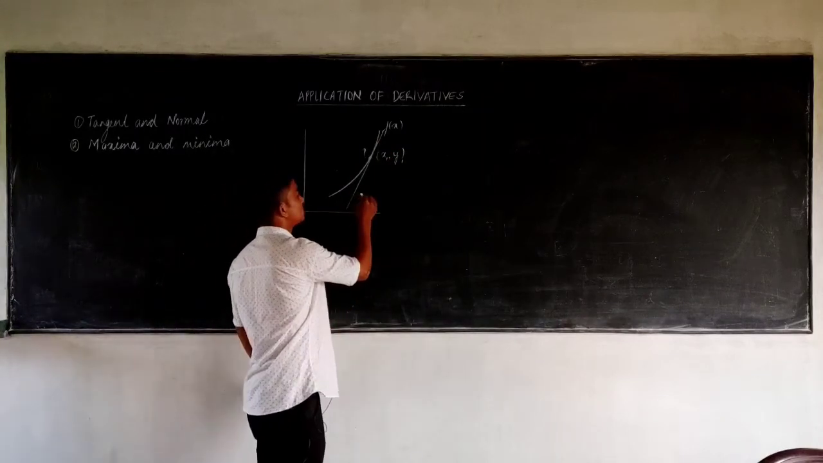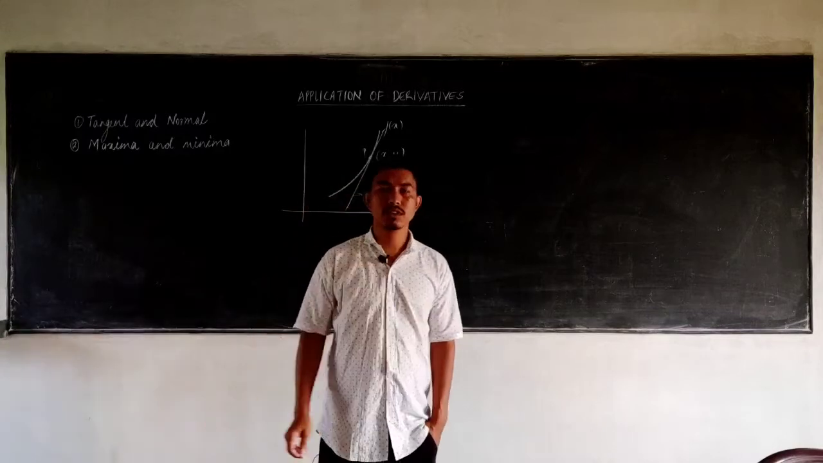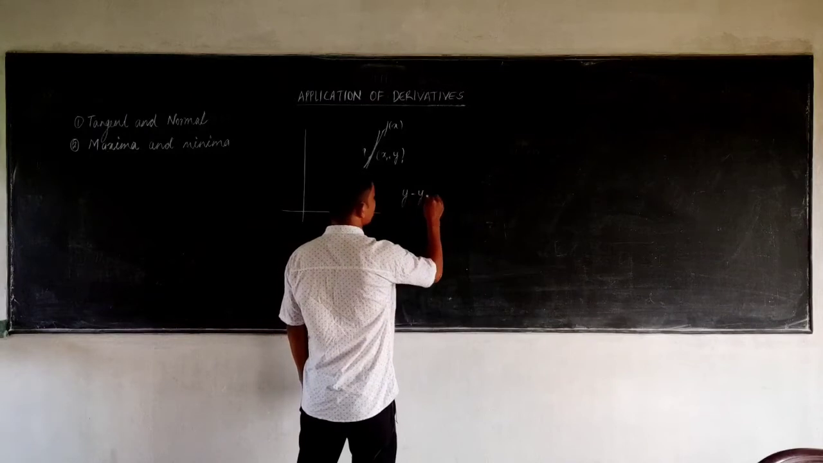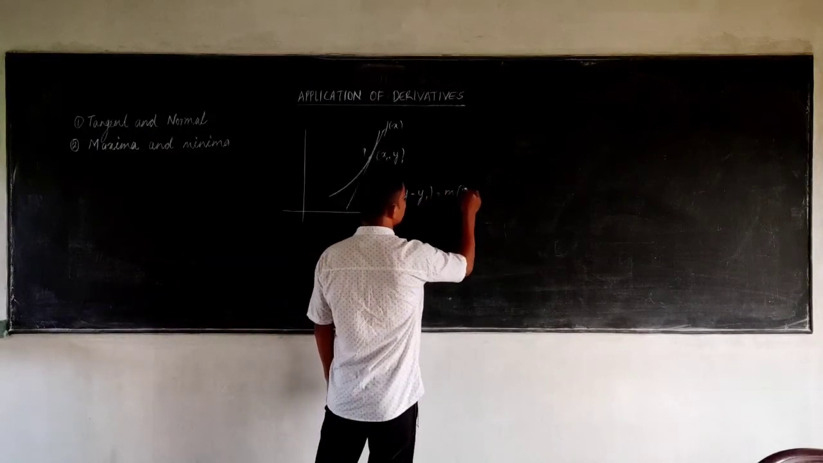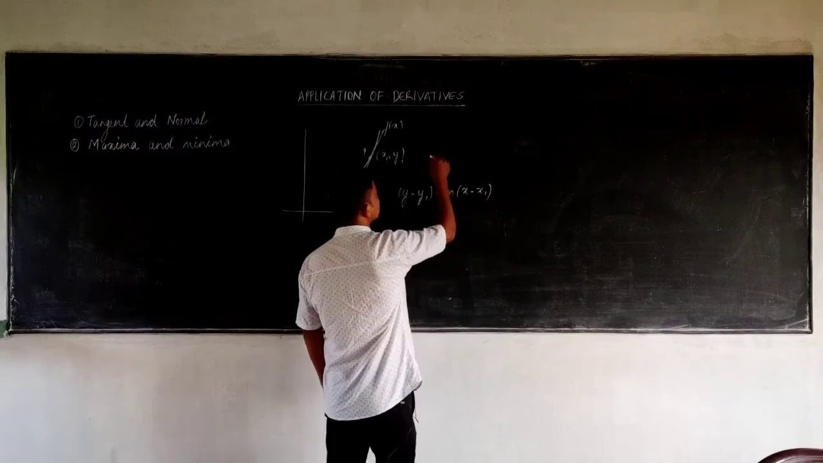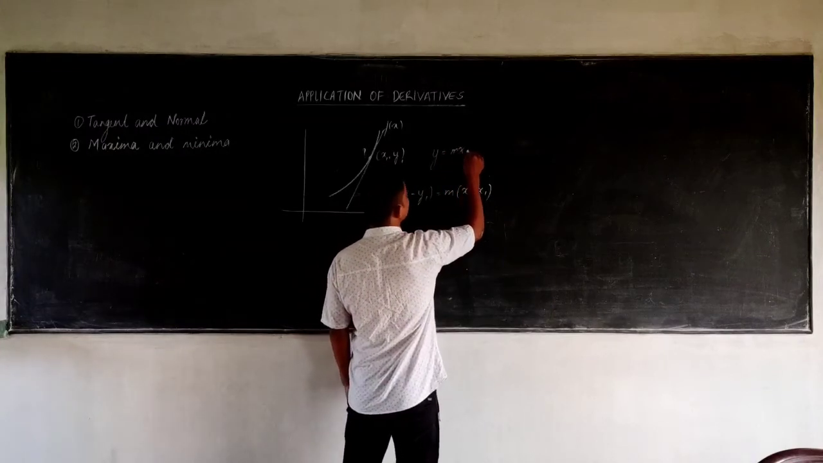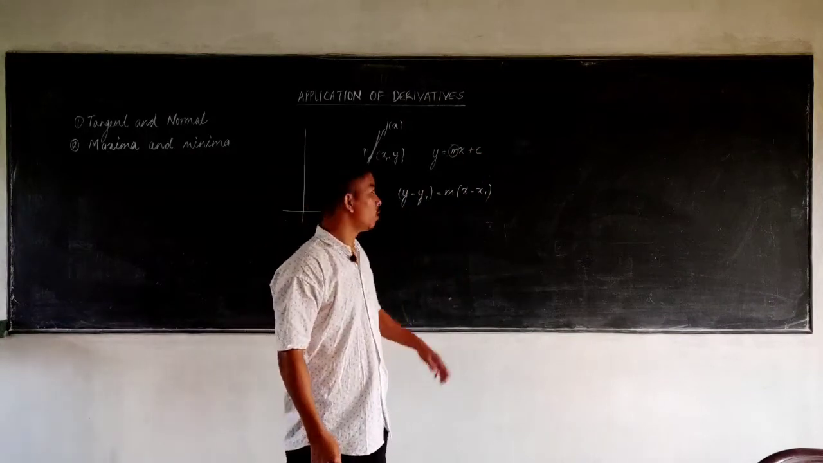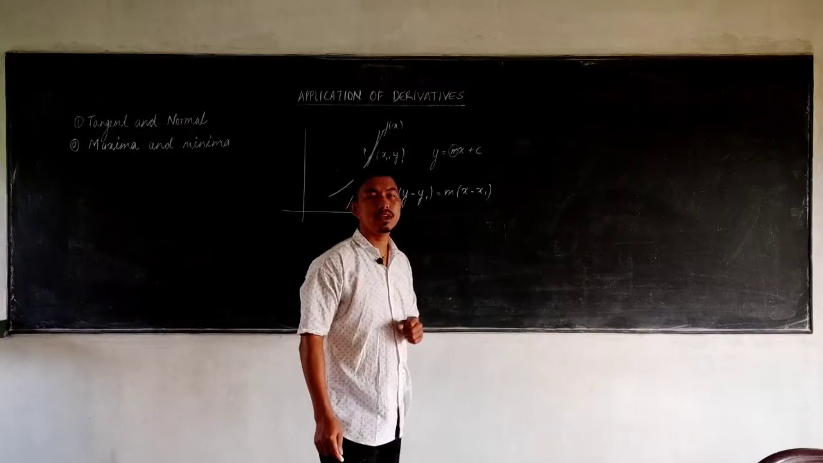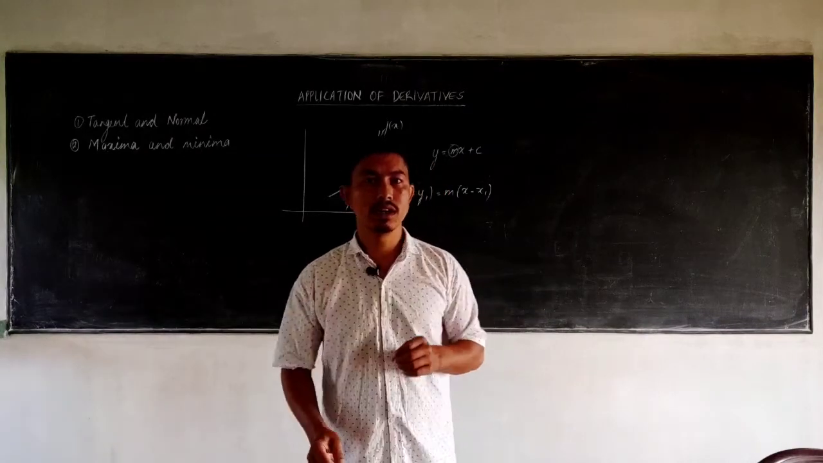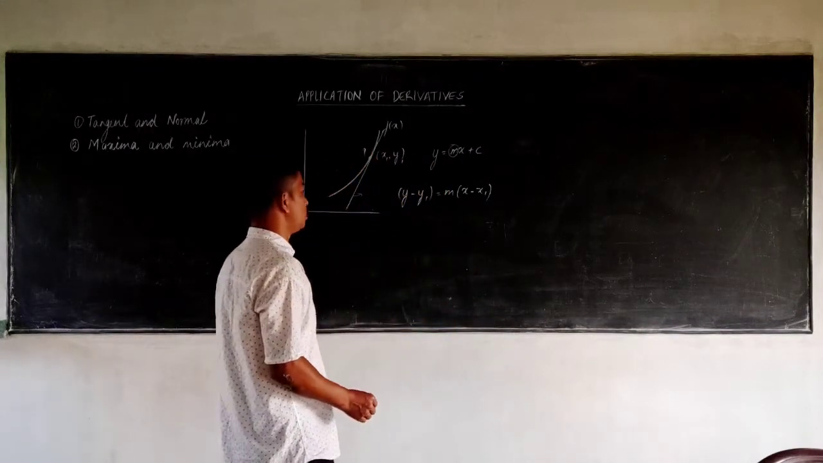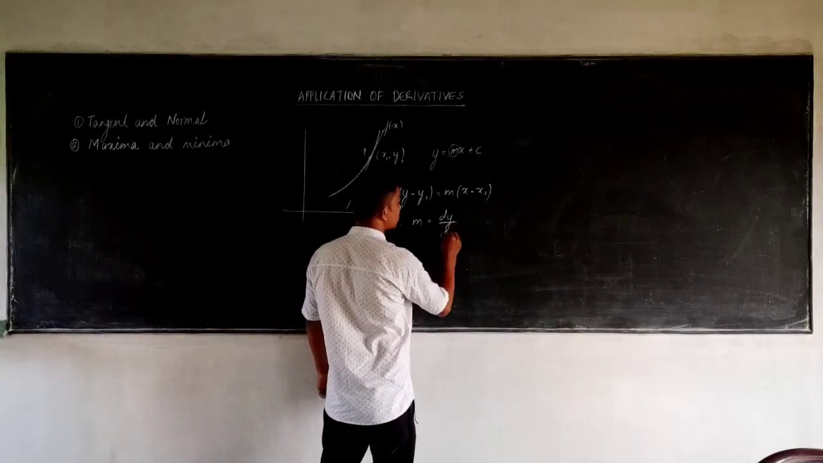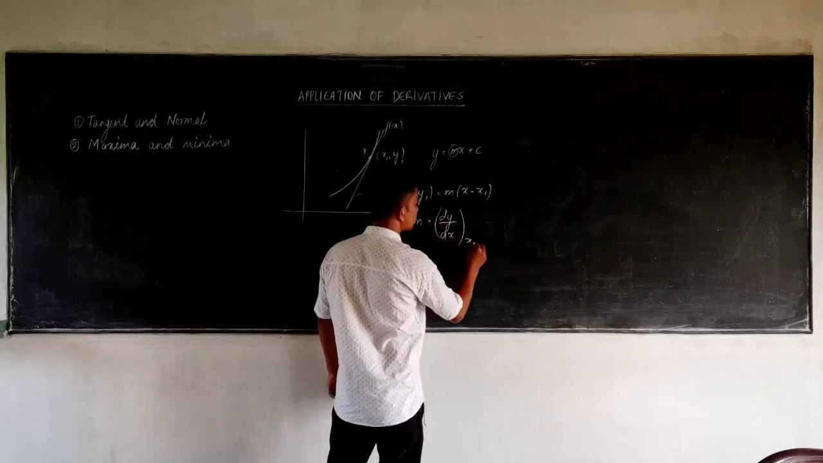The equation of this tangent: in coordinate geometry we have learned that the equation of a line can be given by y minus y1 equals m into x minus x1, which is of the form y equals mx plus c, where m is the slope. And we know that the slope of a given curve at a point can be determined by the derivative of that function at that point. Therefore, here m can be written as m equals dy by dx at the point x1, y1.